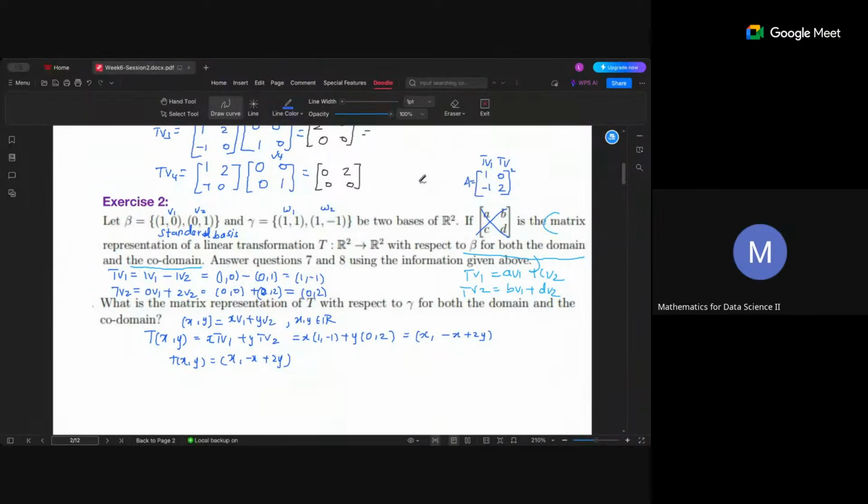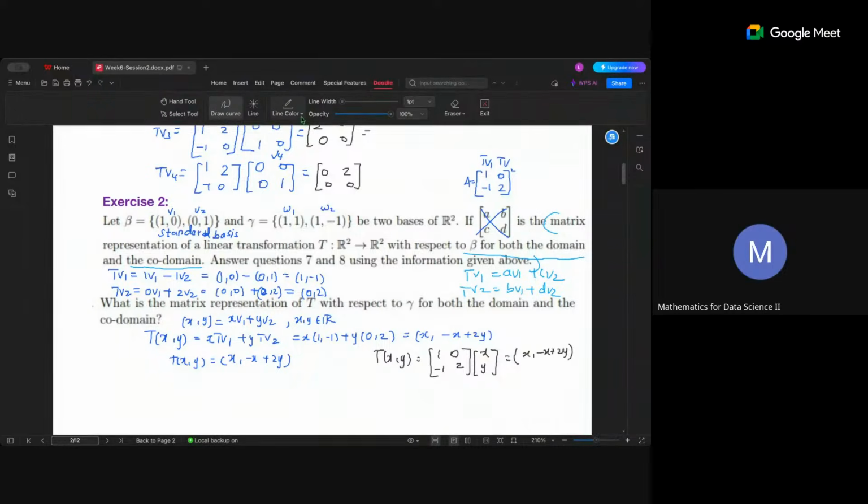What is the shortcut? Shall we see? First of all, do you understand what I'm going to say? Is that part clear? How to compute T(x, y) without doing this process if both the domain and codomain use the standard basis. It's very straightforward. T(x, y) is nothing but the matrix [[1, 0], [-1, 2]] times (x, y). Everyone calculate and tell me what vector you are getting. Ma'am, same. Yes, (x, -x plus 2y).